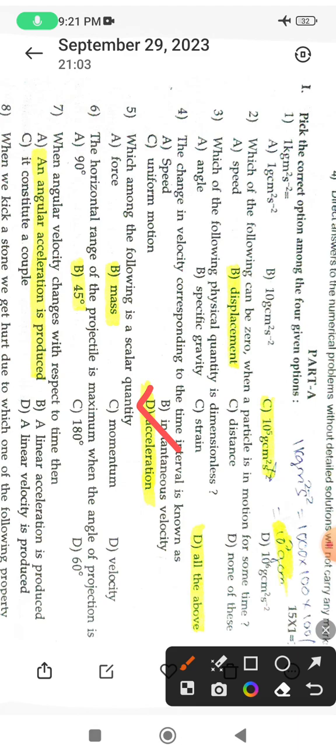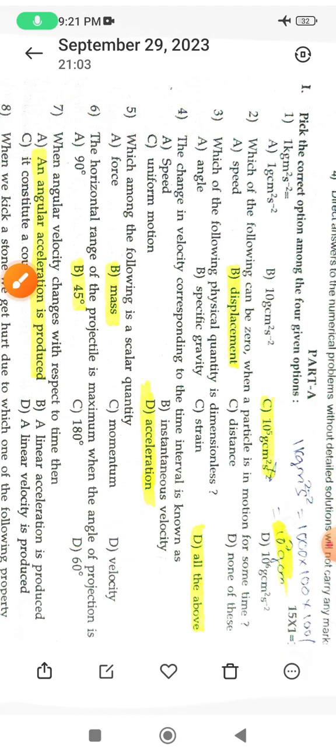Okay, now we move on to the fifth question. Which among the following is a scalar quantity? Force is a vector quantity. Momentum is also a vector quantity. Velocity is also a vector quantity. So the option is mass. Mass is a scalar, so the answer is this one. This is a vector, this is a vector, and this is also a vector. So option B is the right answer.